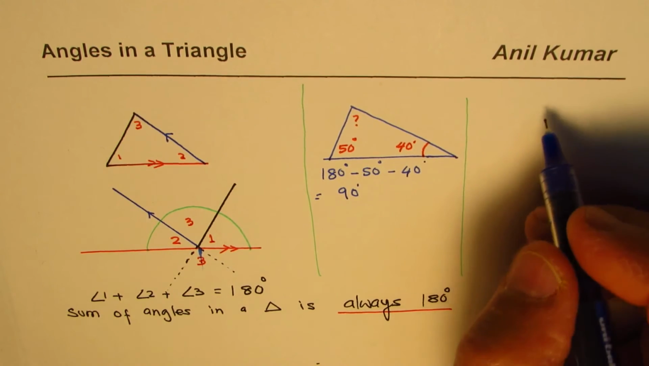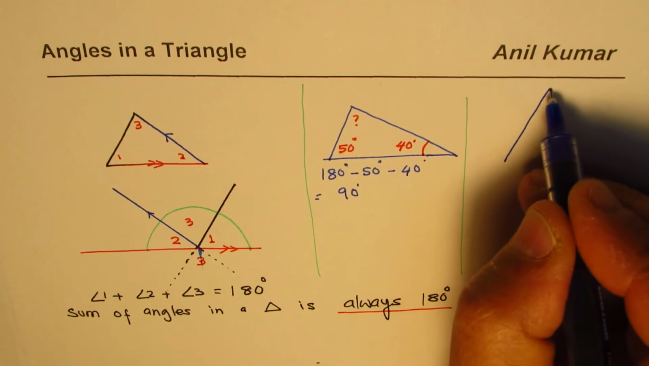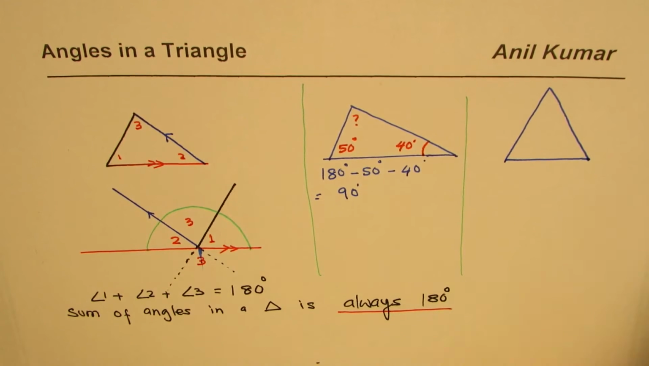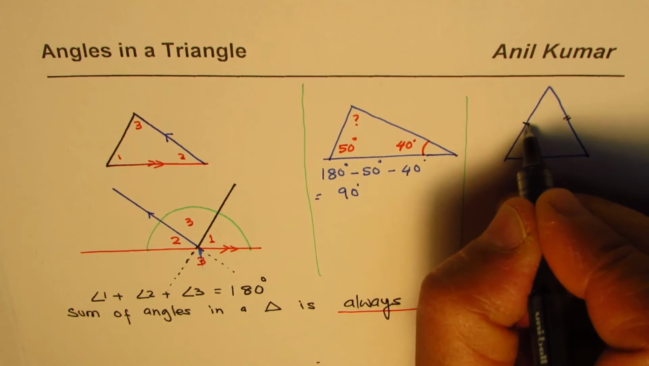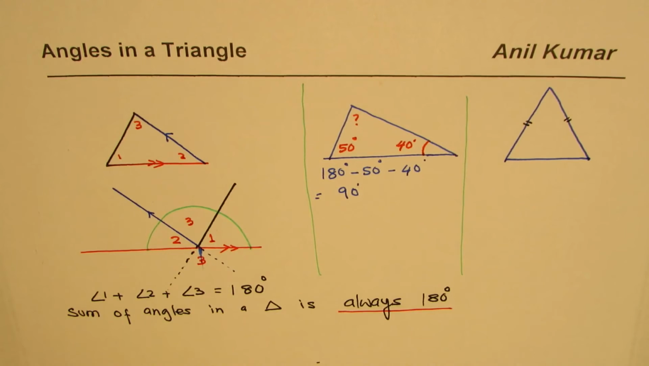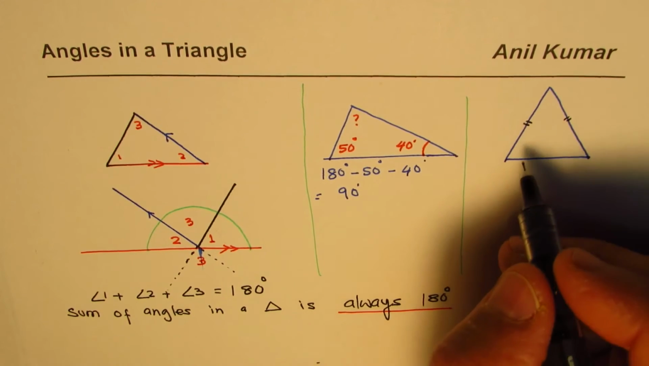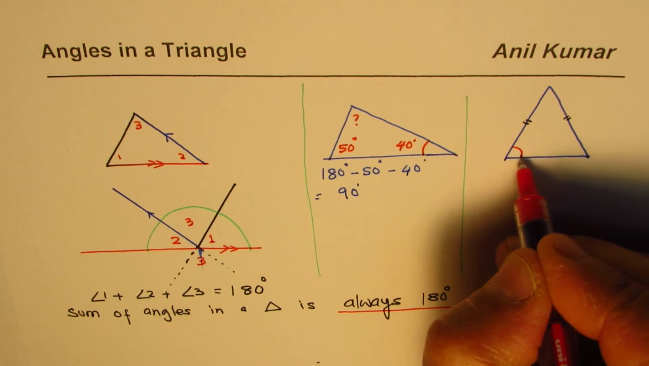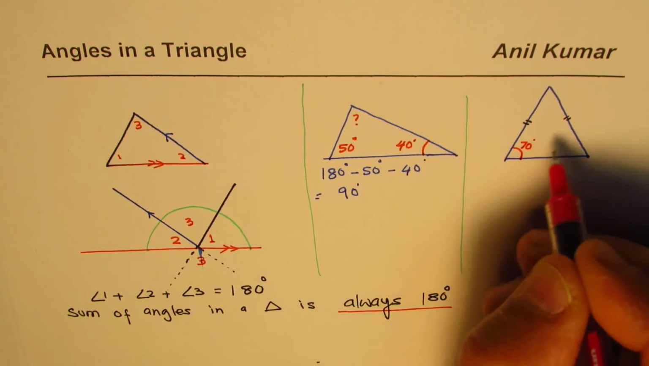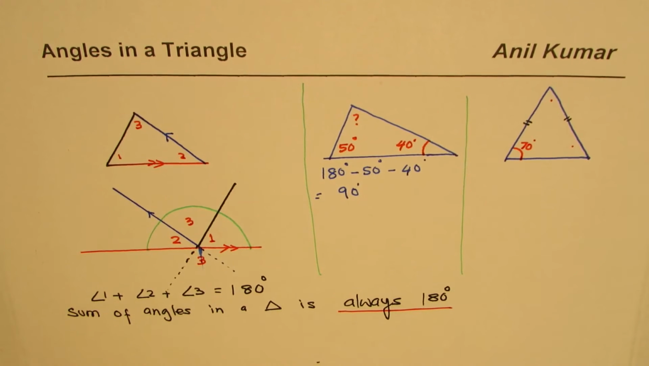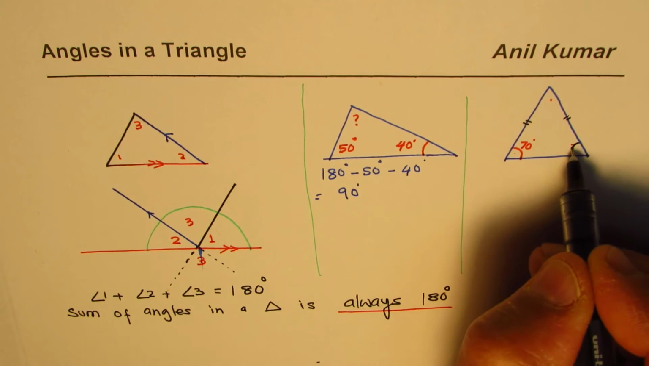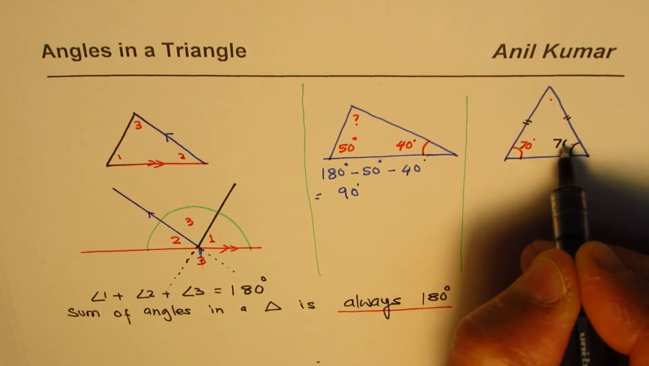This time I'll take a very special case and we say, well, this is our isosceles triangle. You know, isosceles triangles are the ones where a pair of sides is the same, correct? Now in this case, if I say that one of these angles here is 70 degrees, then what are the other angles? Let's figure it out. If it is an isosceles triangle, these angles will be equal, right? So this is 70, that has to be 70.